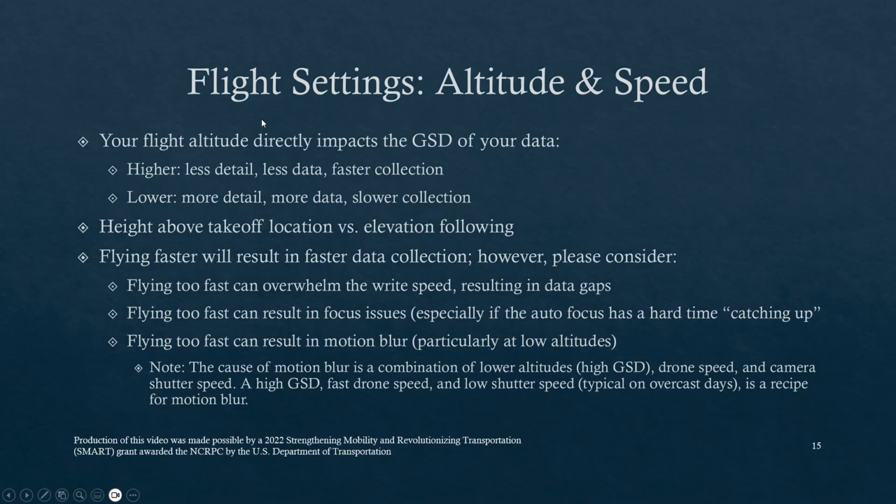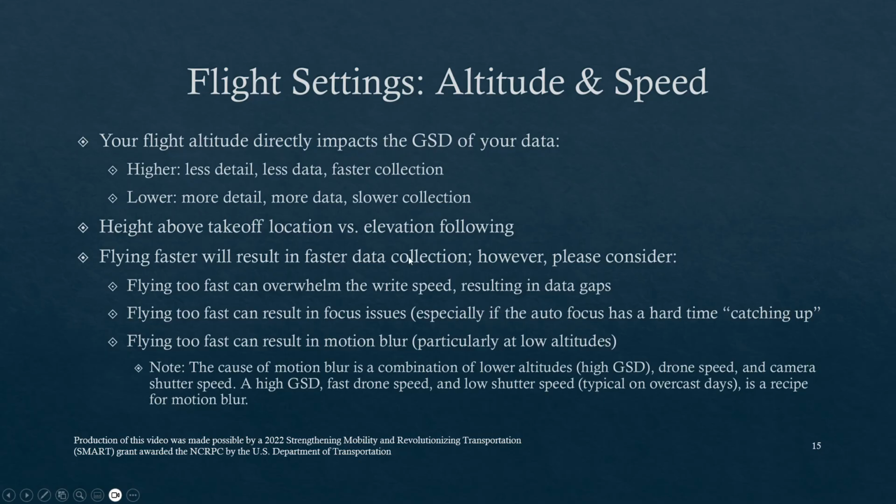Some settings for your altitude and speed. Your altitude directly impacts the ground sample distance of your data. Higher is less detail, lower is more detail, and you have some efficiencies for flying higher. Note your height above takeoff location versus elevation following. So if you're mapping a roadway where you have a lot of elevation change, like you're in the Flint Hills for something here in Kansas, you may want to use a setting in the drone. A lot of drones have the setting called elevation following, where it's going to track that elevation of the ground. This is really important for extreme elevation changes.